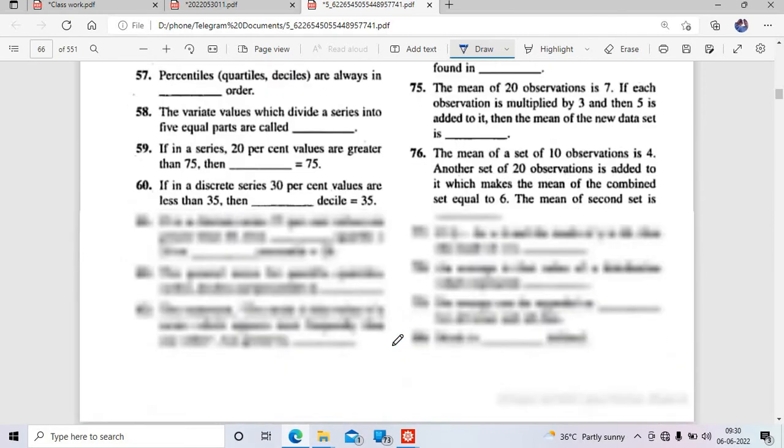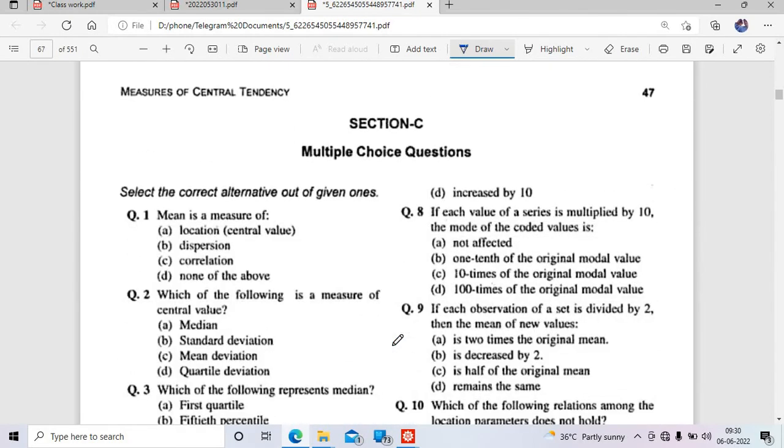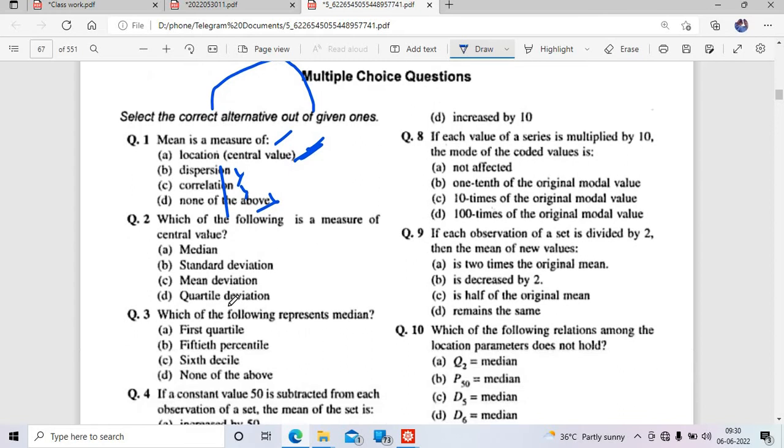So there are well-known examples here. What are the measures? Mean is a measure of, as we already discussed, central value or location. Among dispersion, correlation and the above options, these three are wrong. Again, which of the following is a measure of central value? Standard deviation is dispersion, mean deviation is dispersion, quartile deviation is dispersion. So median is the answer.